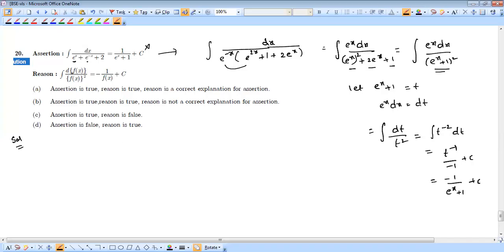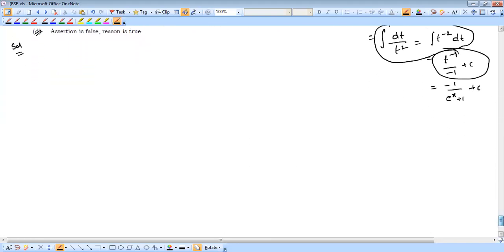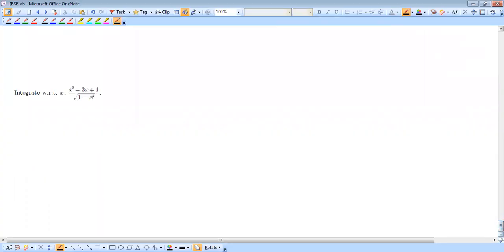And when you are looking here, differentiation of d of f of x by f of x whole square, we are using the same condition here. We are getting that one. This one we are getting. It means the assertion is wrong. Reason is right. So from the 4 options, option D is the right answer. Now, the 2 assertion reason type questions in this question paper are over.